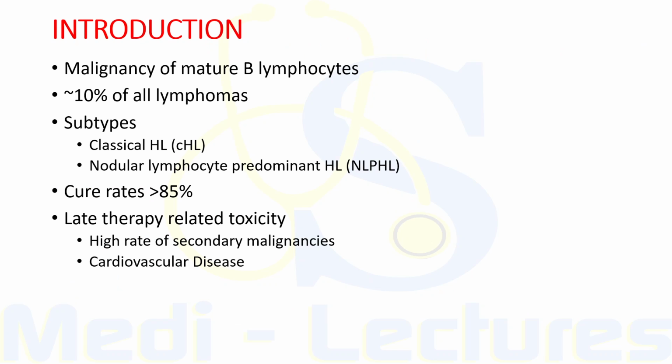So friends, Hodgkin's lymphoma is a malignancy of mature B lymphocytes, and it represents approximately 10% of lymphomas which are diagnosed each year. Now, when we consider the subtypes, the majority of Hodgkin lymphoma diagnoses are classical Hodgkin's lymphoma, which is responsible for more than 95% of the cases.